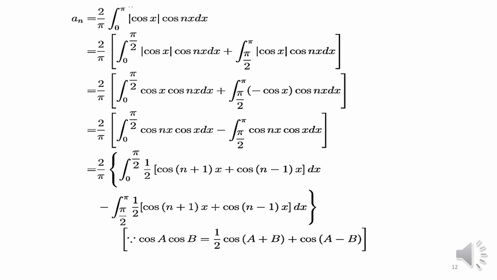It would become cos nx into cos x, and using the formula I'll be integrating all these values, because for 0 to pi by 2 cos nx, both values are equal, right? So what I'm doing is I'm just putting as 0 to pi by 2, 1 by 2 cos (n plus 1) x plus cos (n minus 1) x dx, minus pi by 2 to pi, 1 by 2 cos (n plus 1) x plus cos (n minus 1) x, which is a formula of cos a into cos b.